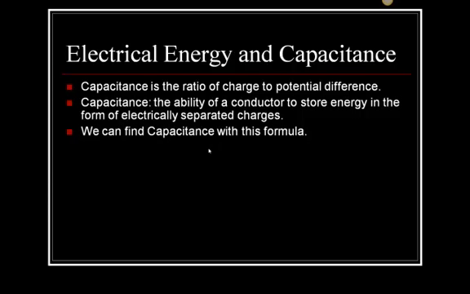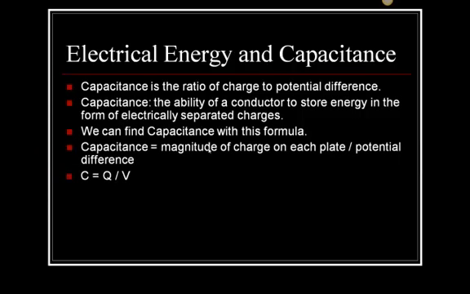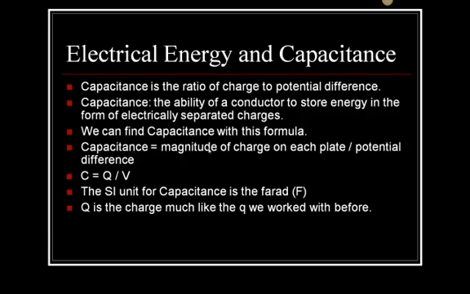We can find capacitance with this formula. C equals Q. The capital Q is still the same as charge, but it's the charge of a plate, a larger charge, not a point charge like our little q was, divided by the potential difference, our volts. The SI unit for capacitance is the farad. It's capital F. Farad, capital F. Q is the charge, much like the little q we worked with before.